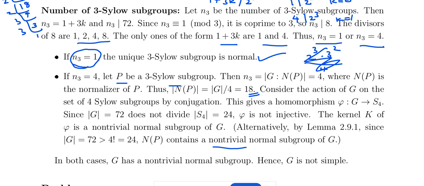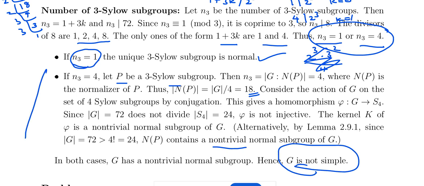A simple shortcut, it's a very simple idea. In the previous problem, the number of 13 Sylow subgroups and 11 Sylow subgroups is always unique. Unique means normal, and normal means it is not simple. Here n3 is equal to 1 or n3 equal to 4, so either way that is not simple. This is only for the explanation case. So that is called not simple.